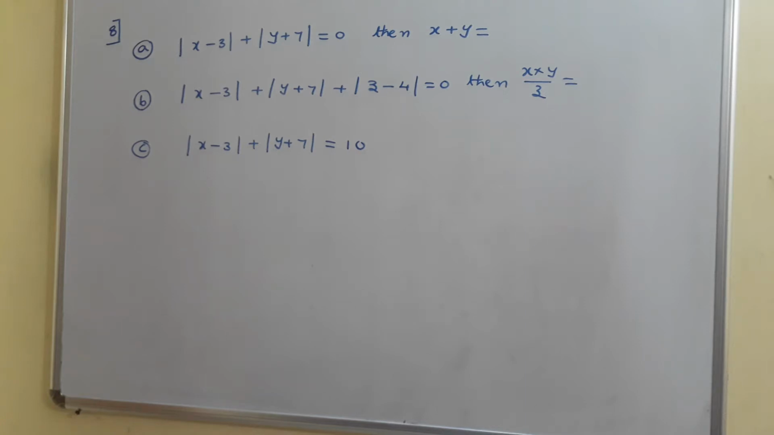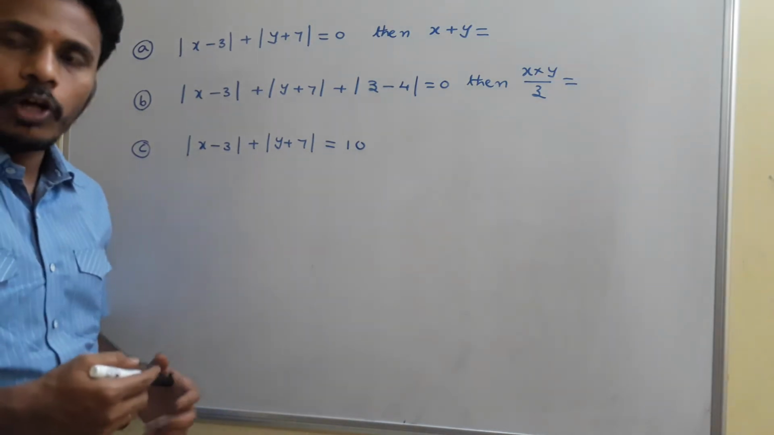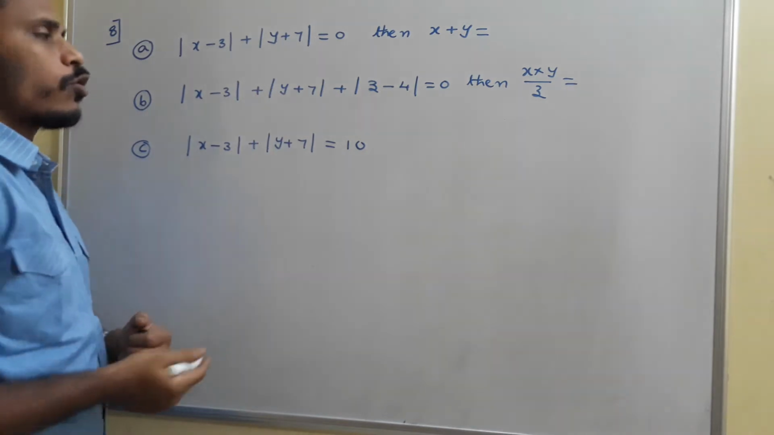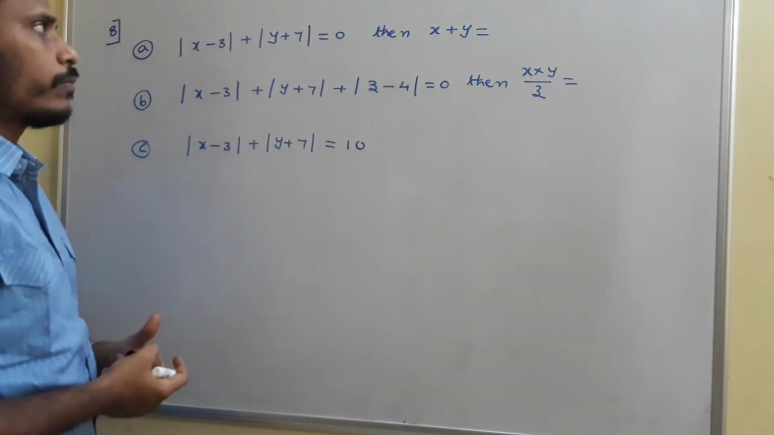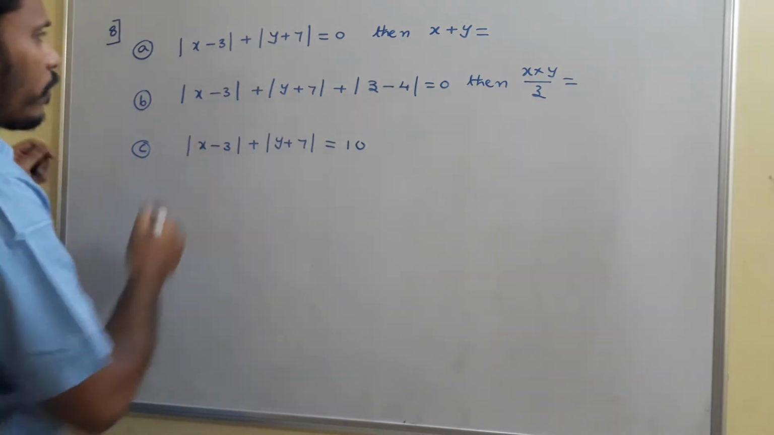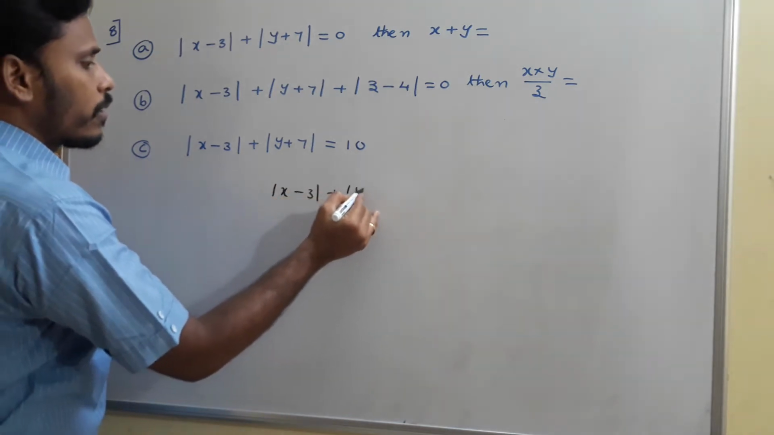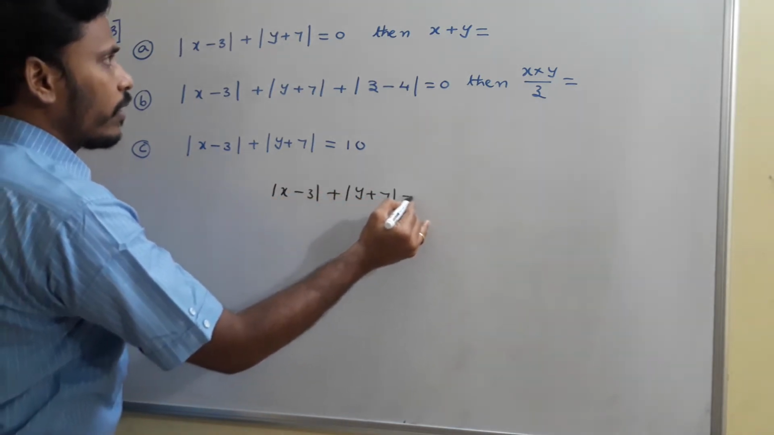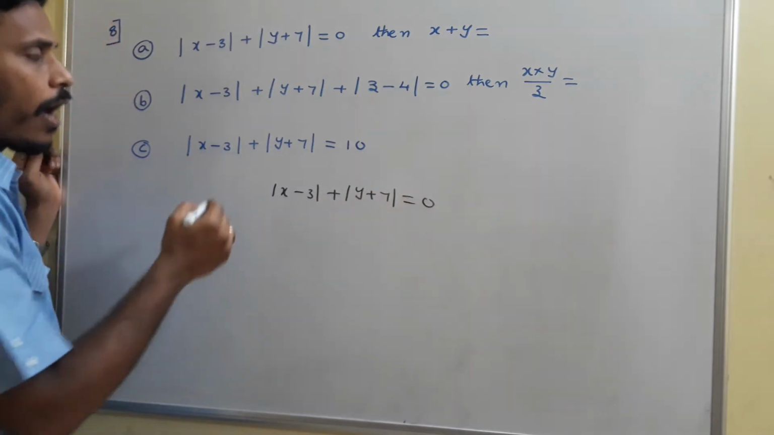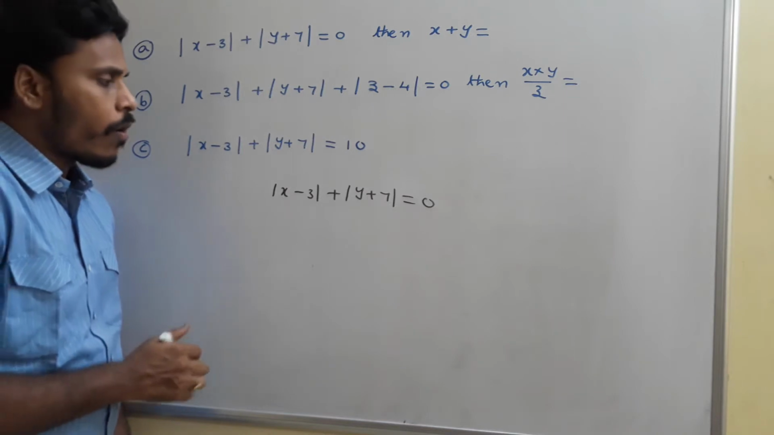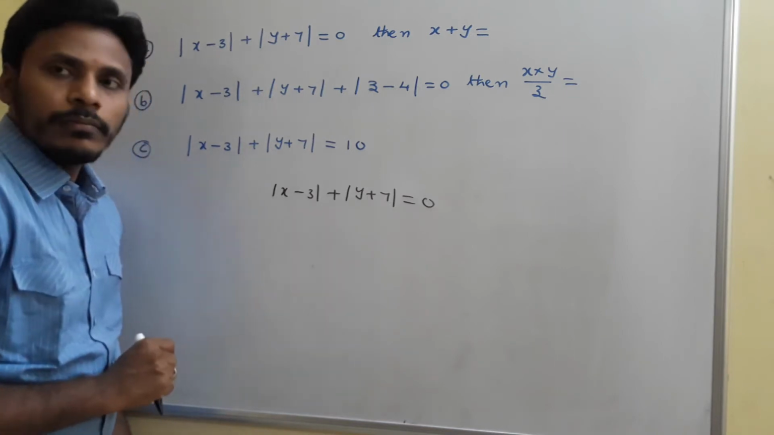Okay. So we need to solve these problems, and these problems are usually modulus along with the modulus equations type. See, modulus of x minus 3 plus modulus of y plus 7 is equals to 0. Just think about it. I mentioned that modulus of x minus 3 plus modulus of y plus 7 is equals to 0, and I need to find x plus y. Just think about the problem.